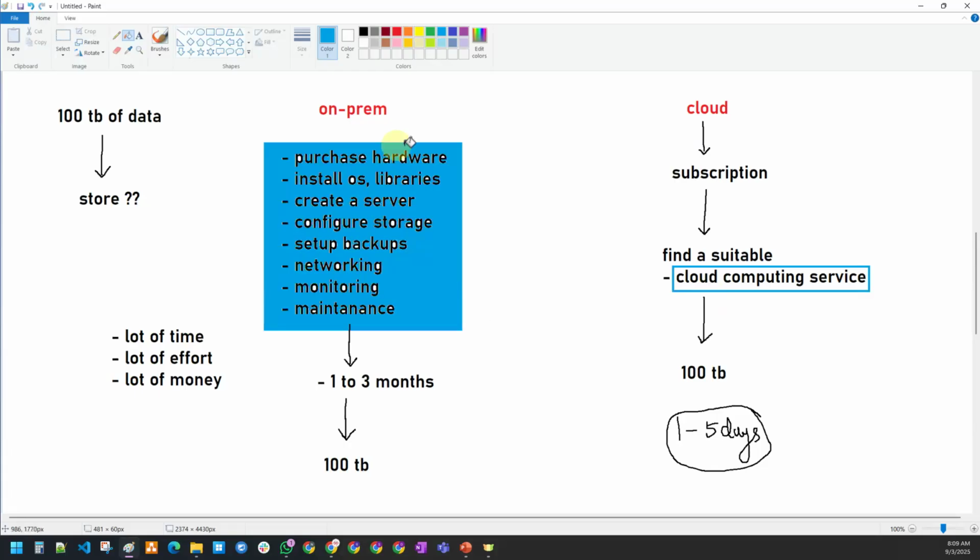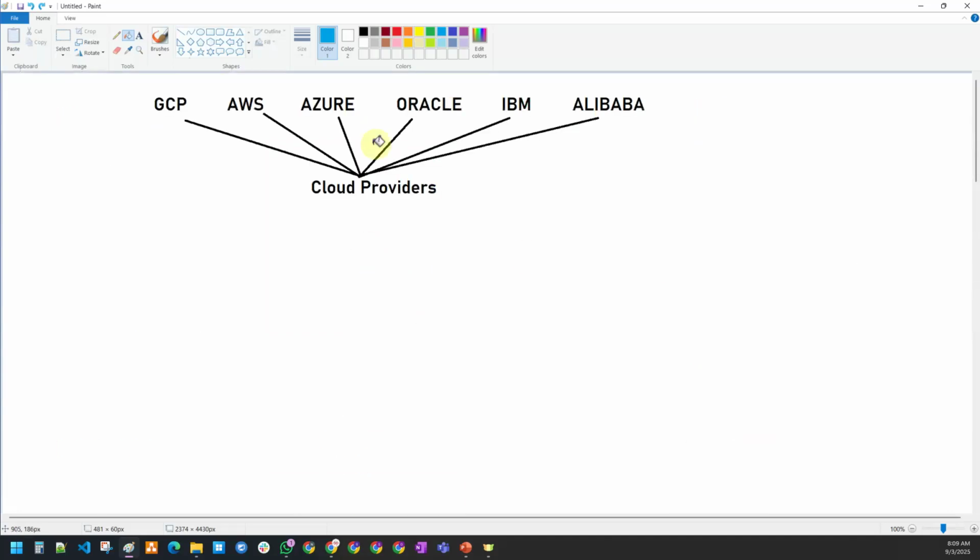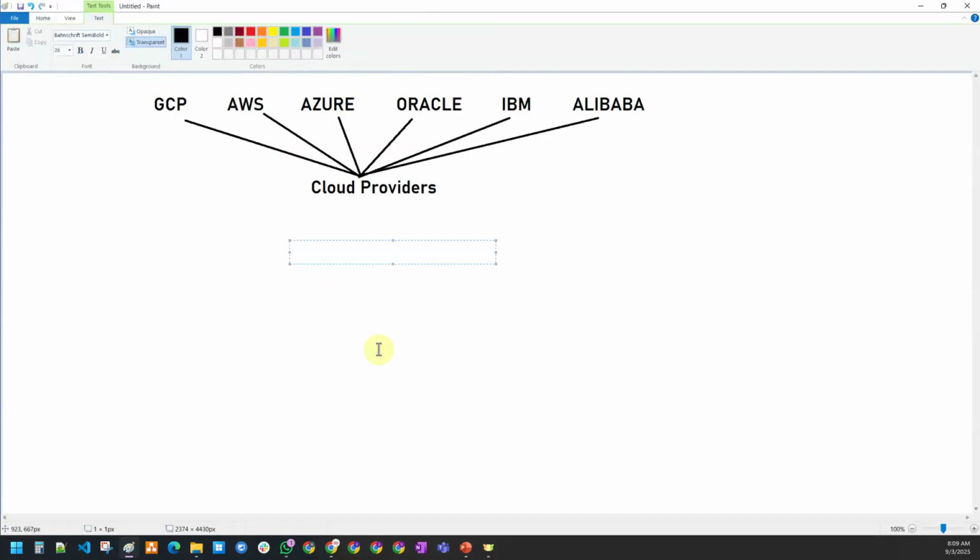You see, building this entire infrastructure from scratch is not only taking a lot of time, it is taking a lot of effort and a lot of money. So that's the reason cloud computing services benefit us by letting us focus on innovation rather than on infrastructure creation or setup, right? So what do cloud providers offer? The cloud providers offer the cloud computing services. Do you guys agree?